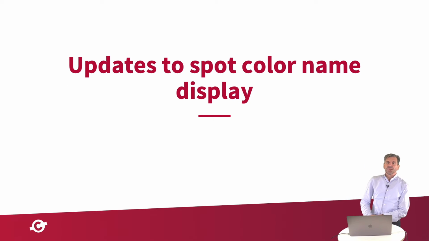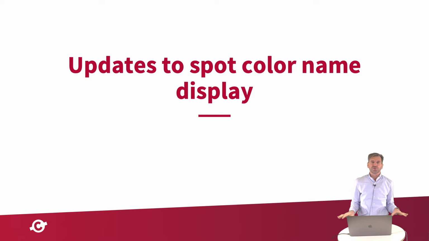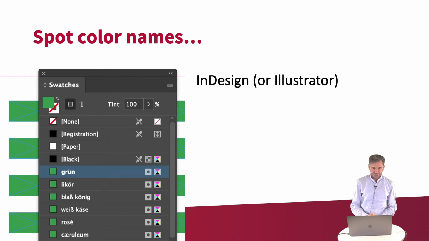And then the next feature is updates to spot color name display. Strange feature. It's also under the hood, so no UI whatsoever in pdfToolbox 12. It works as part of an existing Fixup. Let me first just briefly describe the problem.